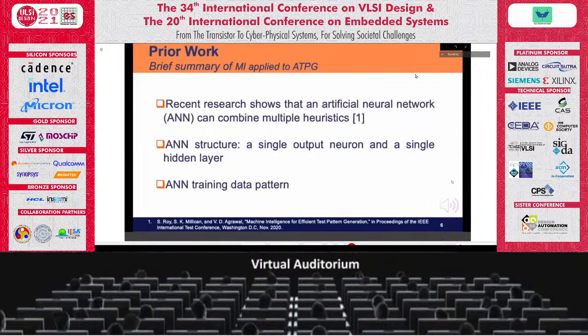Recently, the International Test Conference, ITC 2020, published our research work which shows that an artificial neural network, ANN, can combine multiple heuristics to guide an automatic test pattern generator, ATPG, with fewer backtracks than required by guidance from any single heuristic. We are going to reuse the same ANN structure that has a single output neuron and a single layer of hidden neurons, which is sufficient to accommodate the training data volume.